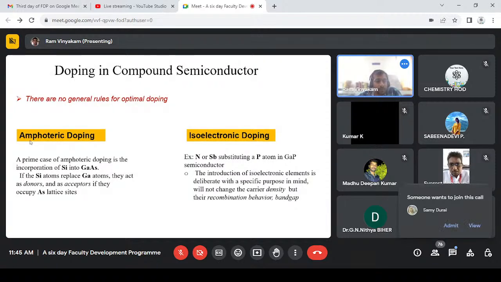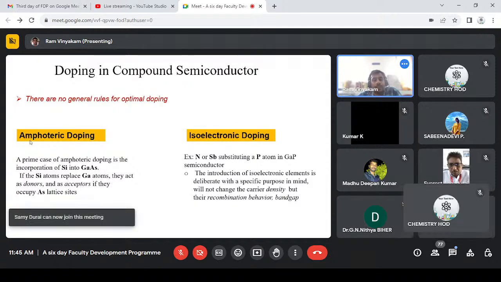So if you replace gallium with silicon, you get a donor. Silicon has four valence electrons, so one more electron will be there. At the same time, if you replace arsenic with silicon, you will get an acceptor. So we use this for amphoteric doping, where the same dopant can be used to create two types of characters.